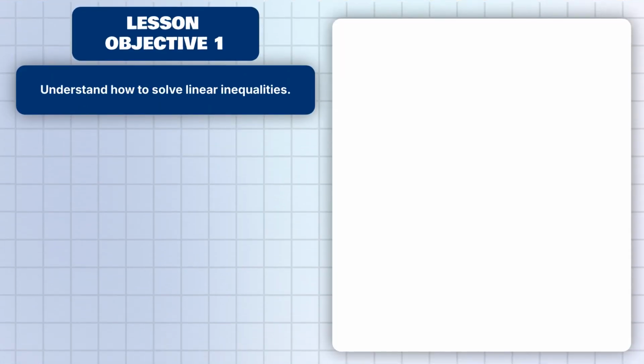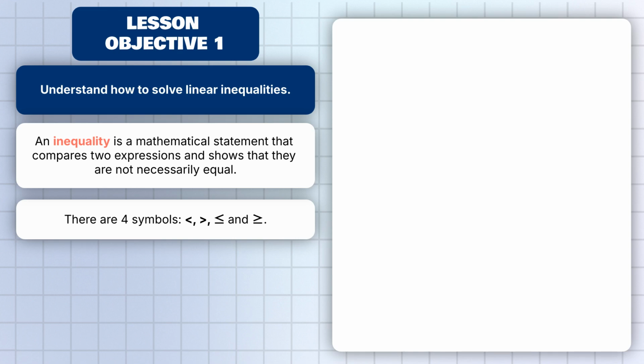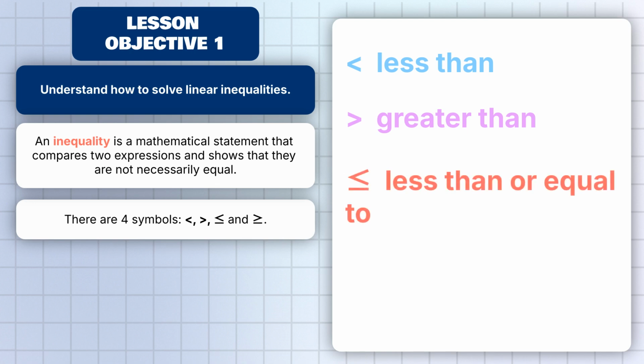First, let's quickly recap what an inequality is. An inequality is a mathematical statement that compares two expressions and shows that they are not necessarily equal. There are four different symbols we use for inequalities. Let's take a look at them. We have the less than symbol, the greater than symbol, the less than or equal to symbol. Finally, we have the greater than or equal to symbol.